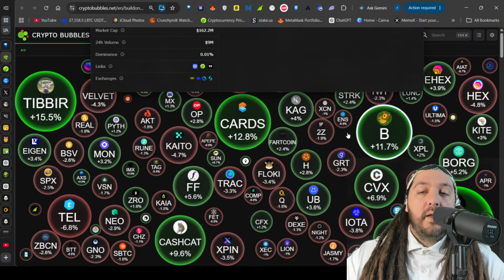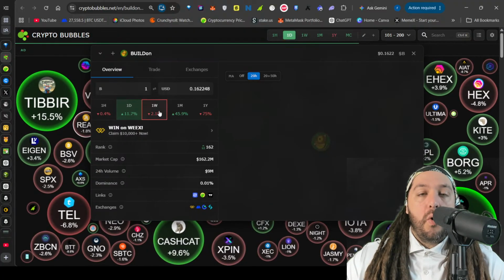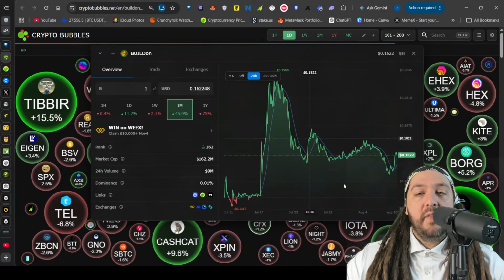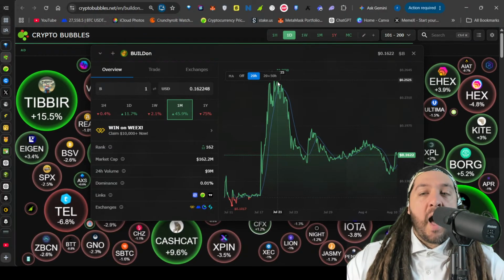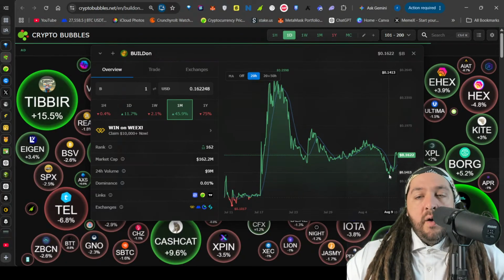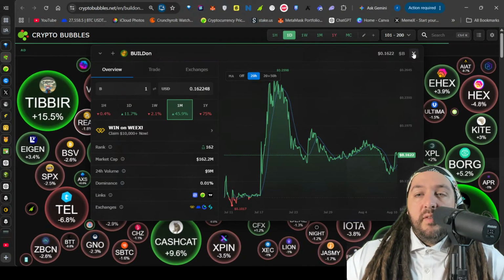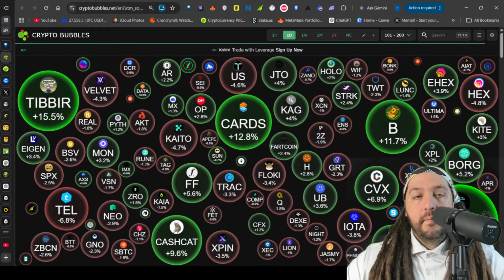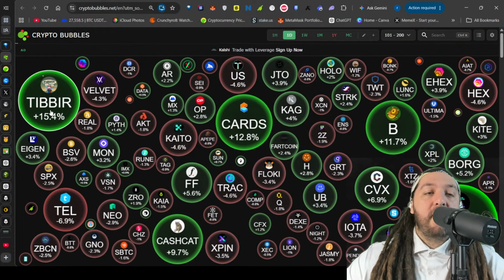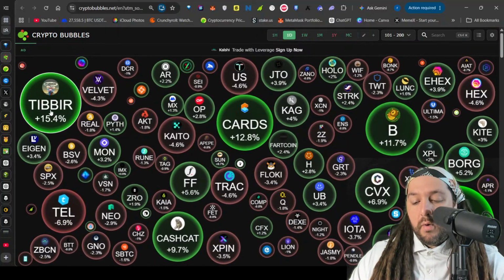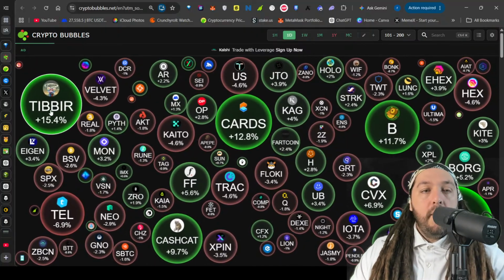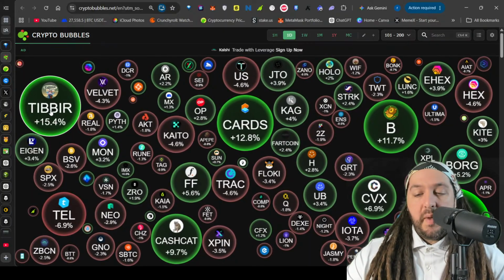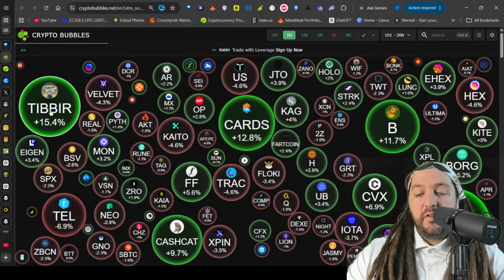Build On, we saw, got just absolutely demolished for some time here. Let's go to the weekly. It's up 45% on the month, but we had a nice high of 25 cents, followed by a low of like 14 cents, right? So there is that. And Tibber, 15.5%. For those who don't know, Tibber is Ribbit or Ribbita backwards, basically, is what it is. Well, Todd is just dumping.